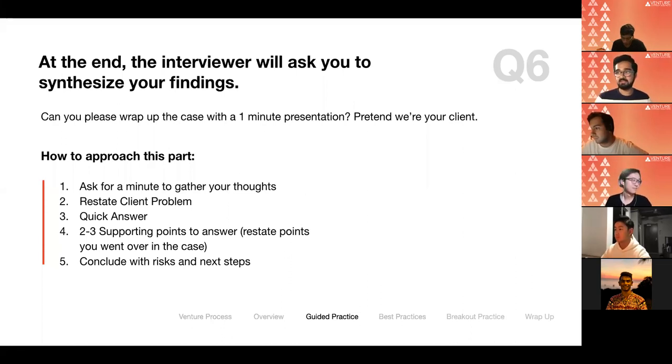One of the biggest things that consulting is about is hitting answers quickly and always thinking about what you're going to do to make that answer better. So because of that, let's look at specifically this piece and the 5 big steps that we want to talk about. First thing is always ask for a minute to gather your thoughts.